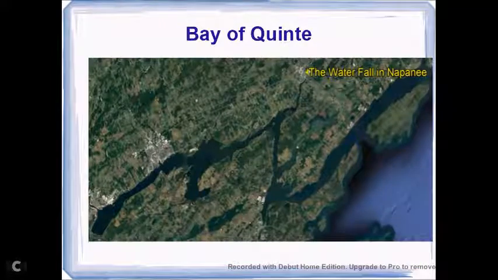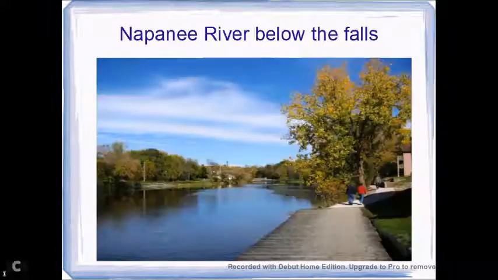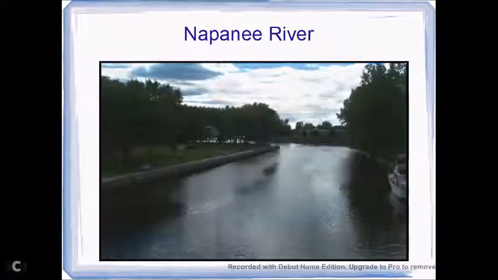The Bay of Quinte is about 80 kilometers long with side bays and river inlets. The Napanee River between the waterfall and the bay is an 8-kilometer long, shallow channel. Here is a look east towards the falls from the Centre Street Bridge in downtown Napanee, and a look west towards Conservation Park.